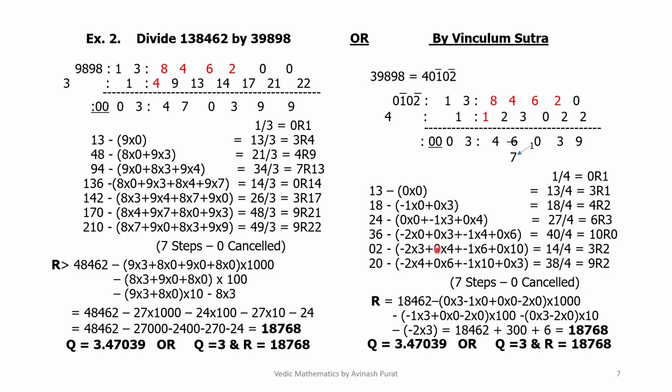So quotient is 3. Now this one out from 10, 1 is transferred to the next digit, that is 6 becomes 7. So quotient is 3.47039, or quotient is 3 and remainder is 18768.